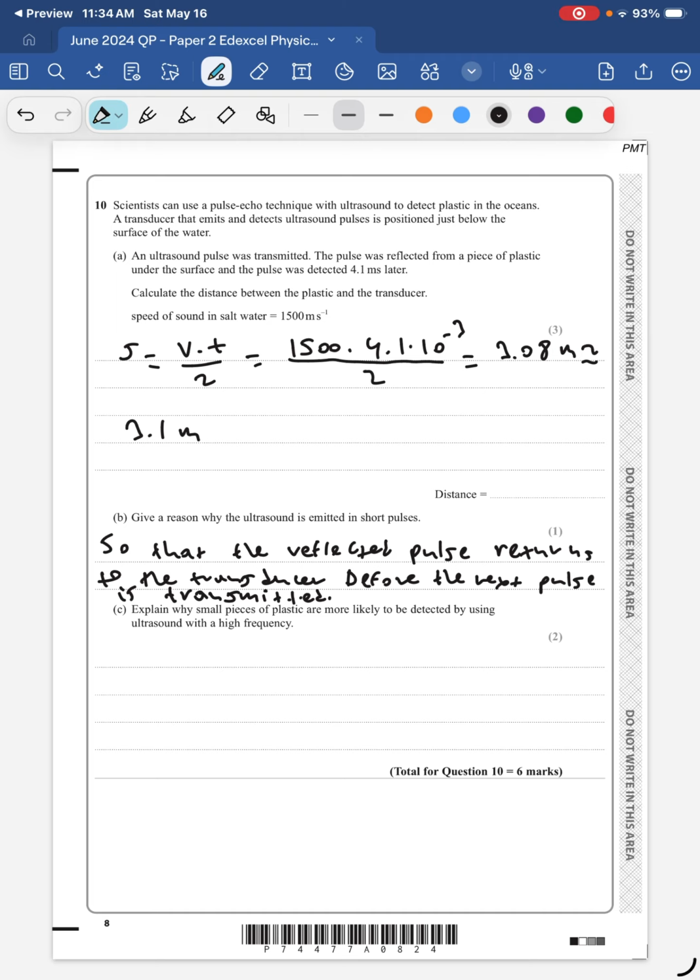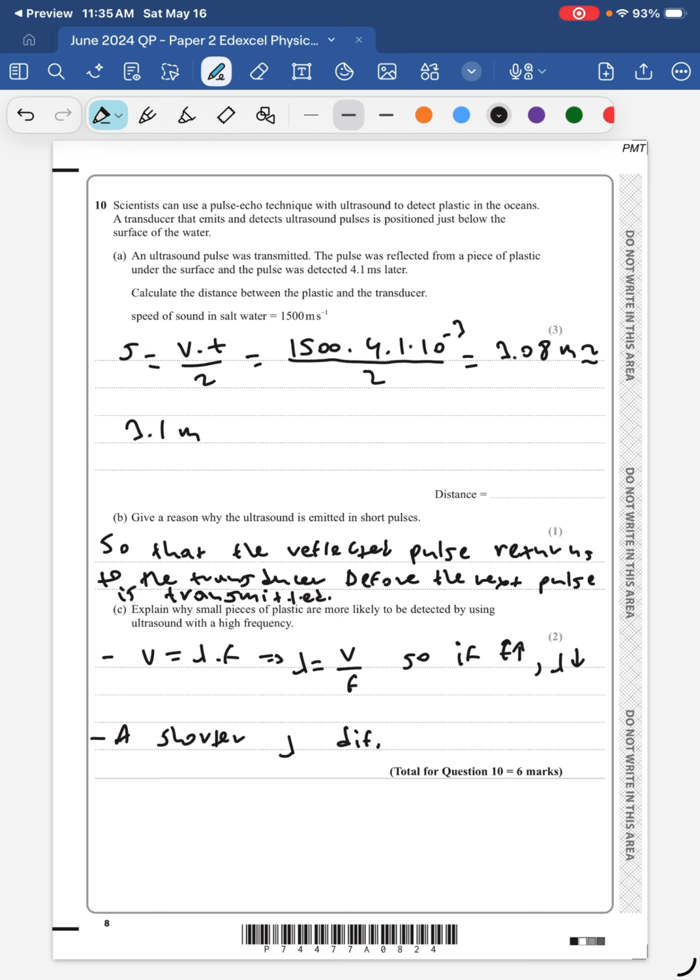Part C, explain why small pieces of plastic are more likely to be detected by using ultrasound with a high frequency. Okay, so high frequency means shorter lambda. I have to mention this. So let's write that V is lambda times the frequency, so lambda is V over F. So if F increases, lambda decreases.